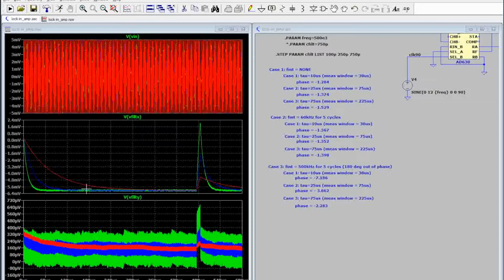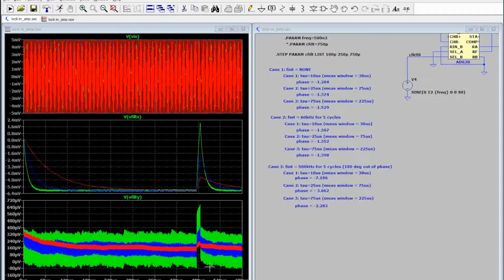The green curve is of course the shortest time constant. It experiences the biggest change in phase, and it recovers quickly, but then it also creates the most amount of error during the time the signal is disturbed. The blue one is the intermediate one, and the red one is going to be the slowest time constant, which results in a smaller step change in the phase, but takes much longer to recover.